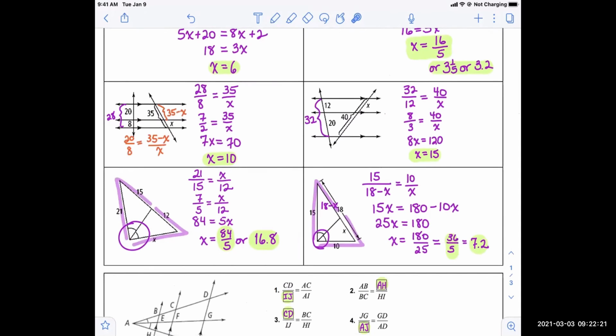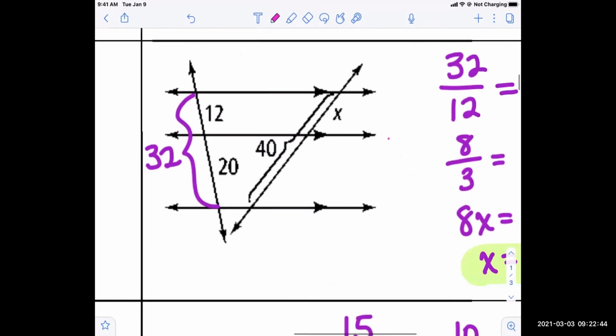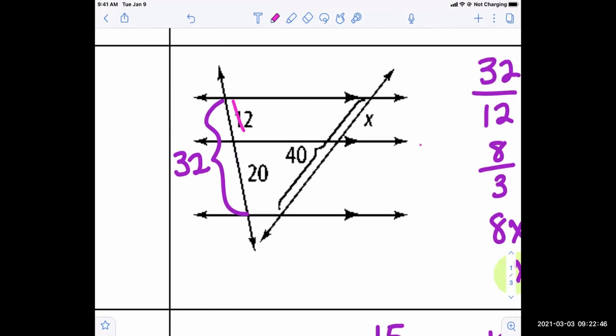And then again, over here, make sure that you're comparing pieces that are in the same spots. So we have parallel, that means we can cut the segments proportionally. So I did 32 to 12 and 40 to x. Tell me a different proportion that also would have worked. Let me set up differently. I did the part with the whole on mine.